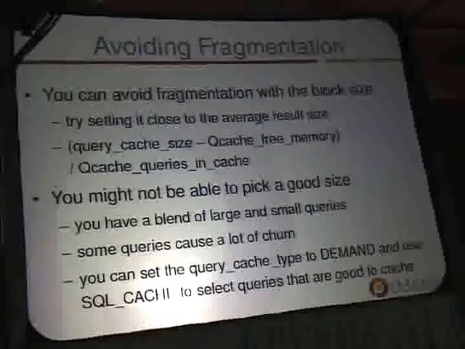So fragmentation can be a problem. Fragmentation can cause quite a bit of extra work for your server. And you can avoid it by tuning the block size. So what you want to do is set the query_cache_min_res_unit. I always forget how that goes. The query_cache_min_res_unit server variable to the correct size. You want to try and set it close to the average size of your cached query. And you can actually examine the query cache and figure out what the average size is. And you may need to tinker with it a little bit after that.